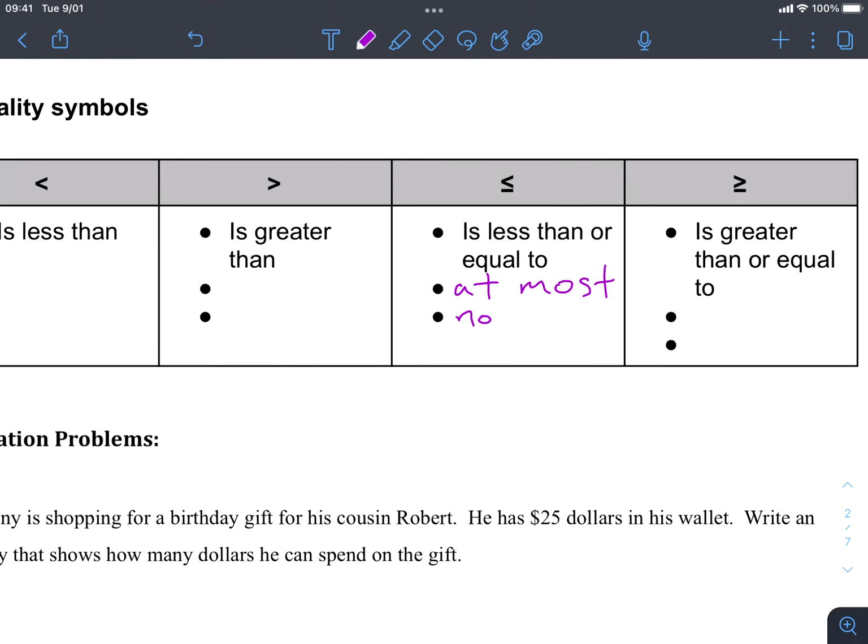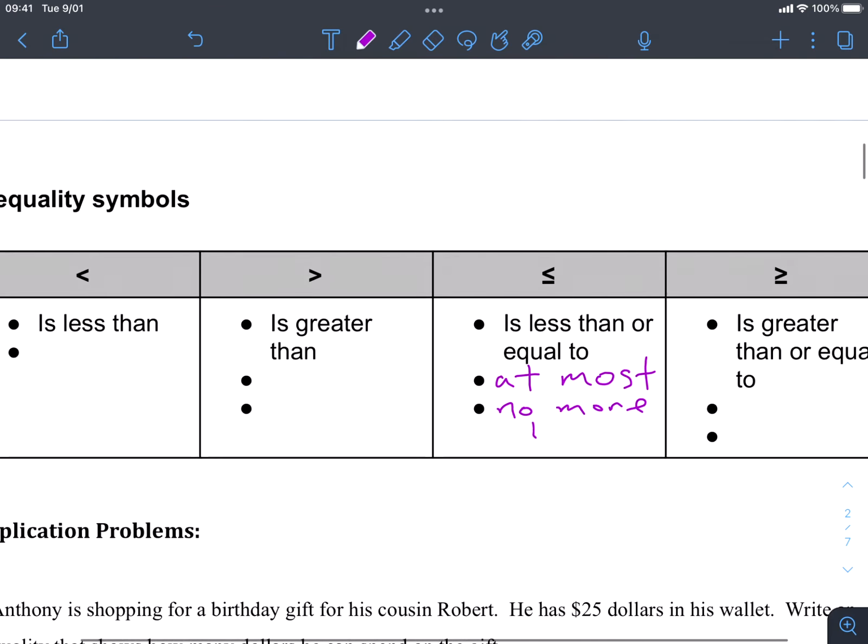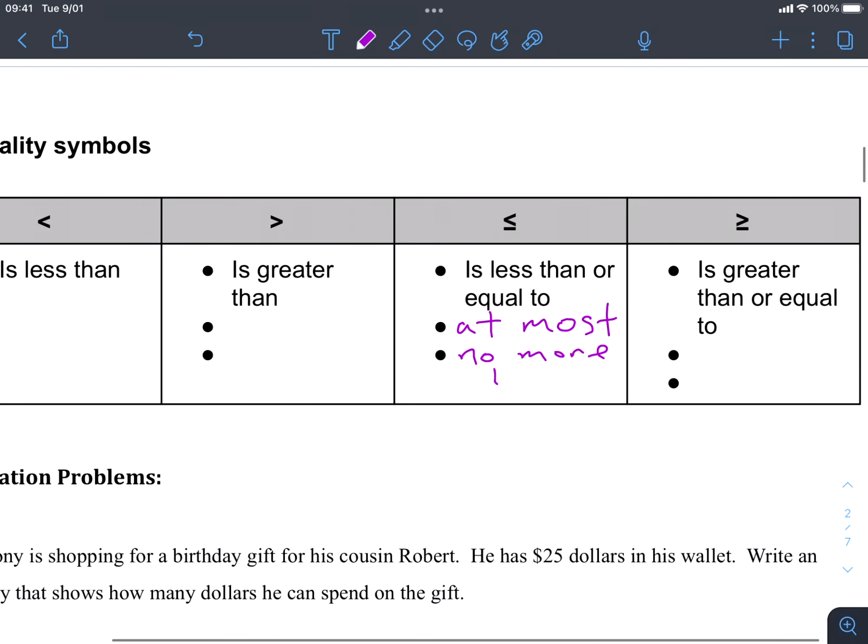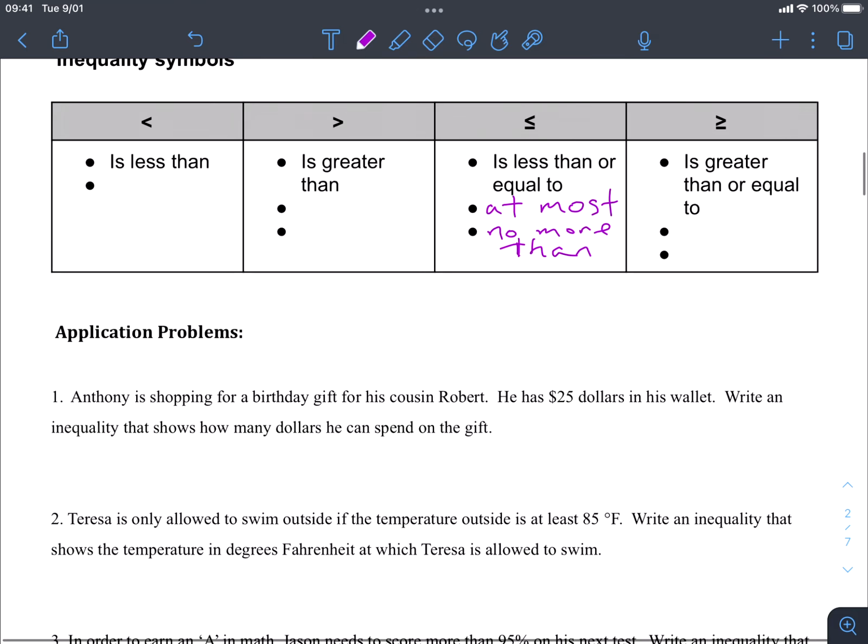or no more than. And what that says again is that it could be $25, it could equal $25, but he can also spend less than $25. So we would use this inequality.